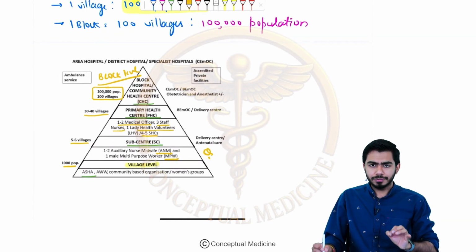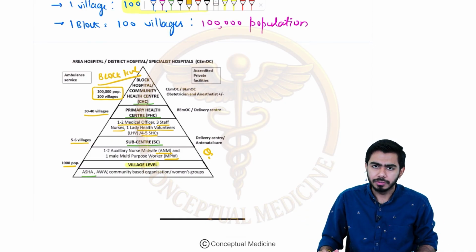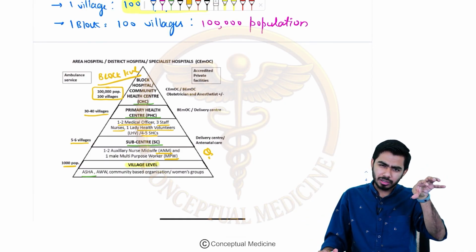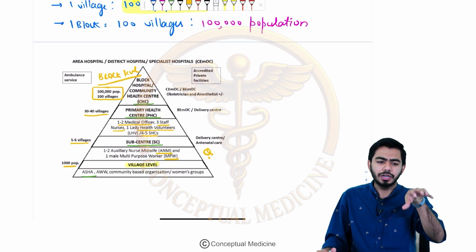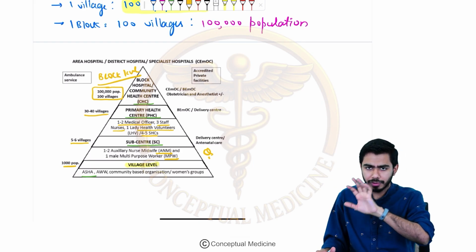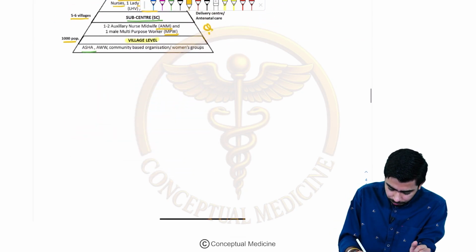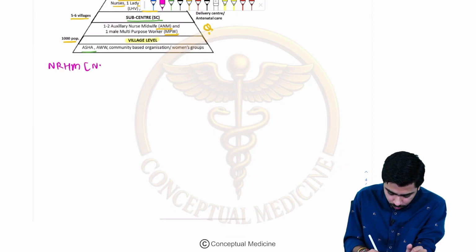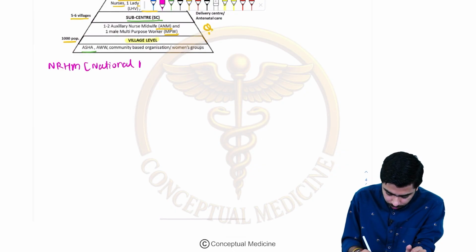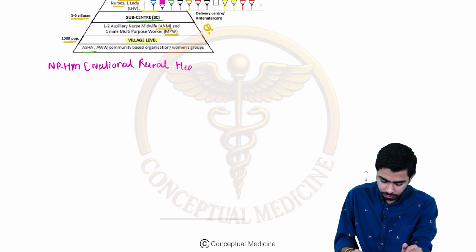Now we shall be moving on to the healthcare system in the rural area and the urban area. Let me start with the rural area. This comes under the National Rural Health Mission. From the government side, they introduced the National Rural Health Mission, and the National Urban Health Mission came after that. So this is the NRHM.